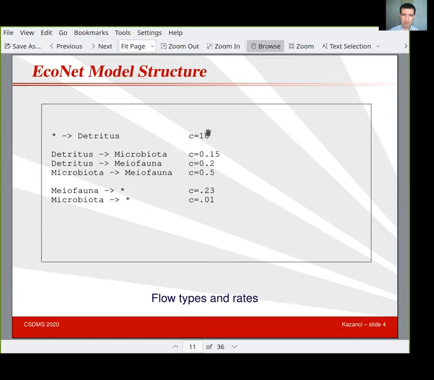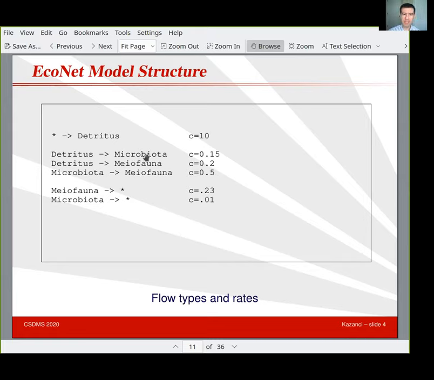This is the speed. So how fast is this likely to happen? But then again, here there's a flow from detritus to microbiota. This flow can depend on the amount of detritus, or on the amount of microbiota, or both. This choice is governed by this letter C here. And of course, not just the type, but also there's a rate. All of them might be of the same type, but might have the tendency to occur faster than the others.